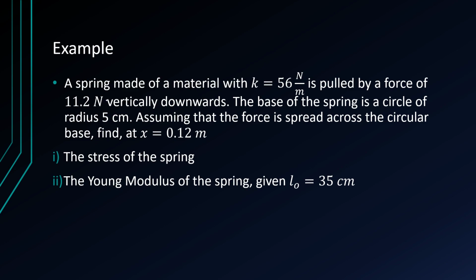So the first thing we have to consider is to write down all of our variables. We know that k is 56 newtons per meter, force is 11.2, and the radius is 5 centimeters. So force is 11.2, and radius is 0.05.